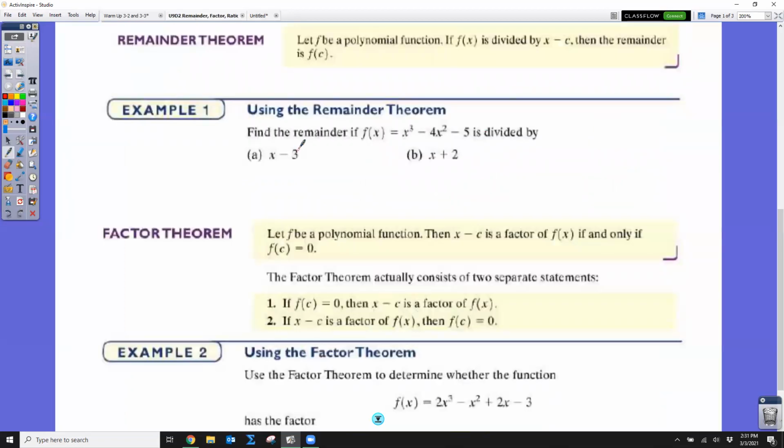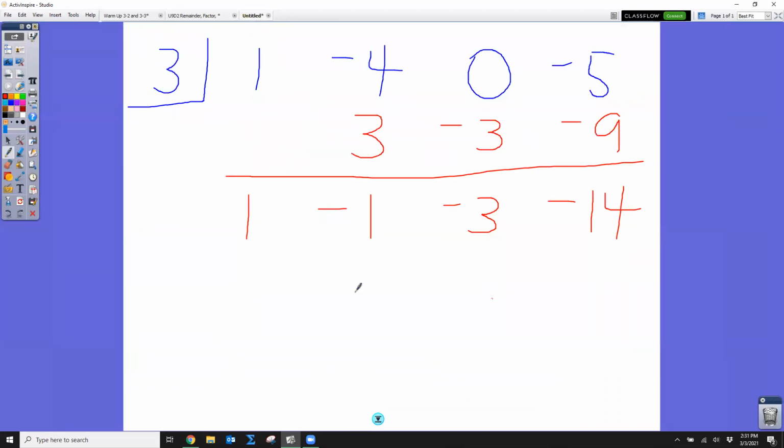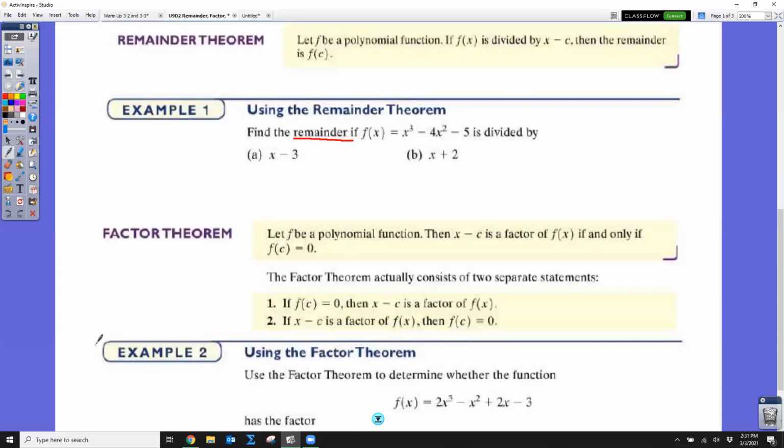So what this question was asking, remember, is what is the remainder if that polynomial is divided by x minus 3? The remainder is always the last part of the synthetic division. So the last number that we were able to get is negative 14, this part that I'm boxing right now. So negative 14 is our remainder for this problem for part A.